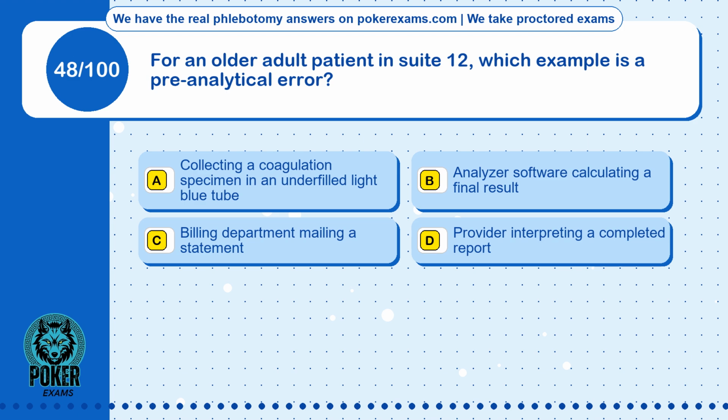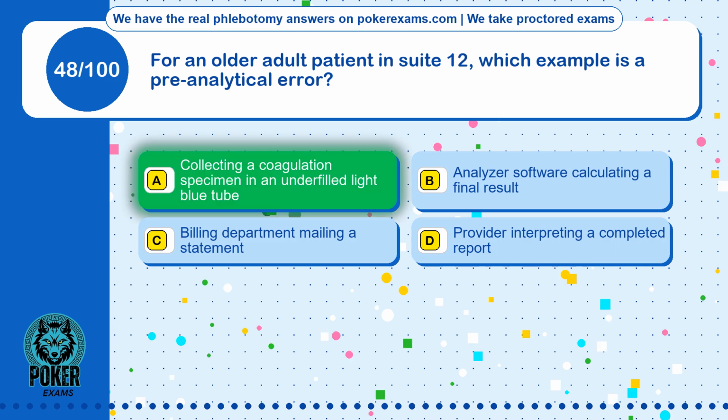Question 48. For an older adult patient in Suite 12, which example is a pre-analytical error? Option A. Collecting a coagulation specimen in an underfilled light blue tube. Option B. Analyzer software calculating a final result. Option C. Billing department mailing a statement. Option D. Provider interpreting a completed report.